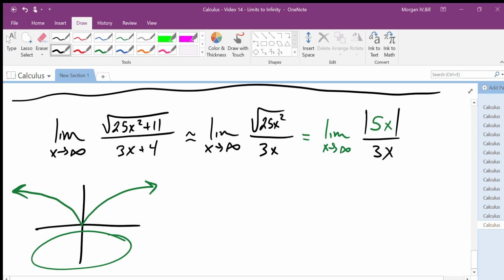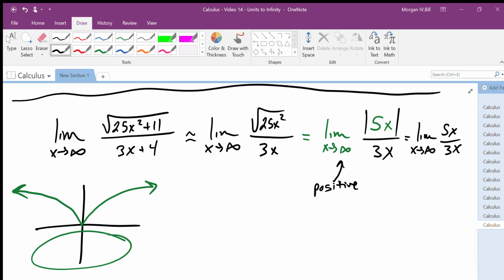And this is where things get interesting. The limit as x goes to infinity of the absolute value of 5x over 3x. As long as x is going to infinity, that means x's will be positive. And if the x's are positive, the absolute value of 5 times a positive number, which is positive, the absolute value of a positive number is that same positive number. So because x's are going to infinity, therefore 5x must be positive. This is just equal to the limit as x goes to infinity of 5x over 3x. We can remove the absolute value of 5x because the x's are positive numbers and 5 times a positive is positive.